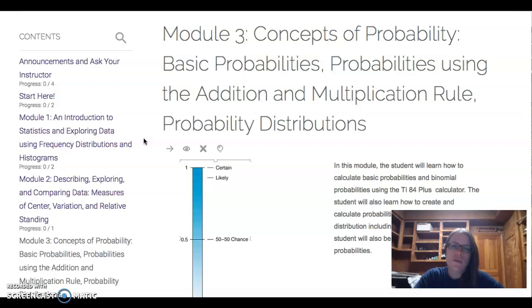And then we're going to move on to a little more in depth, talking about what we call the multiplication rule and the addition rule. And then we're going to move on to the next set of content, which deals with probability distributions. And then the last thing is binomial probability distributions.